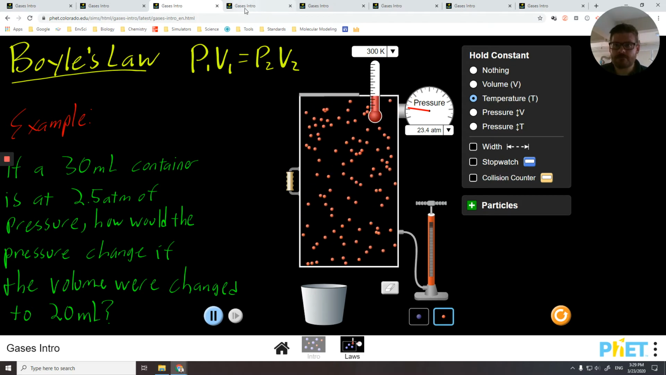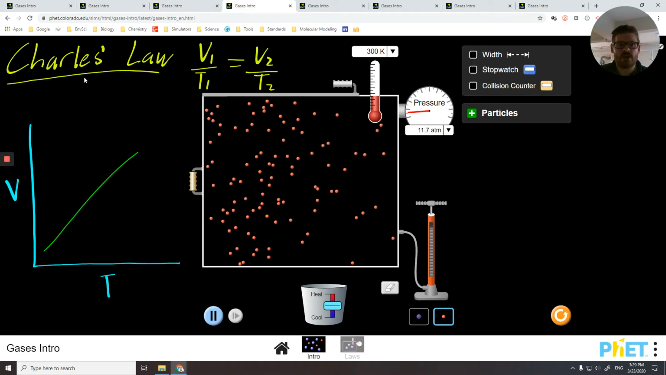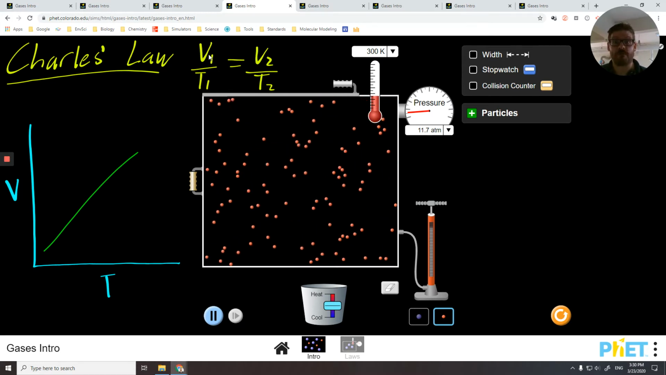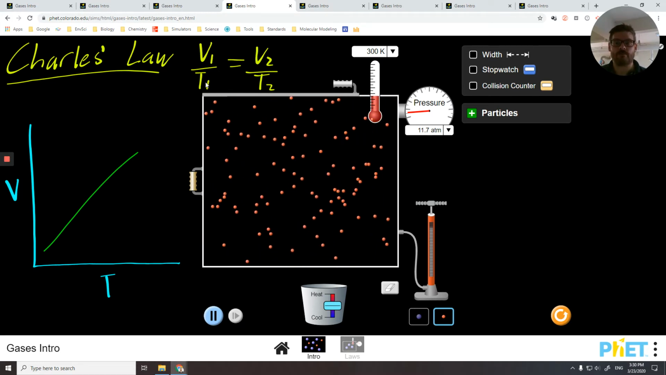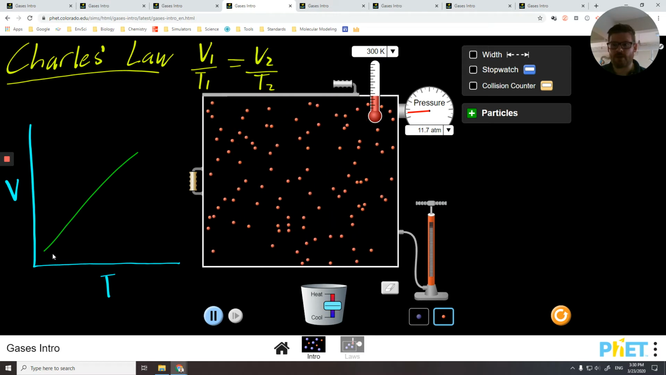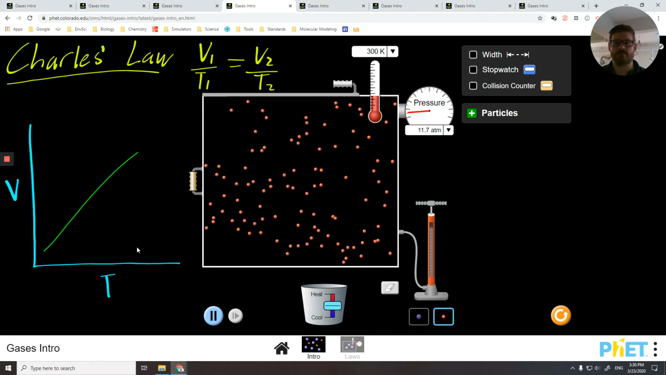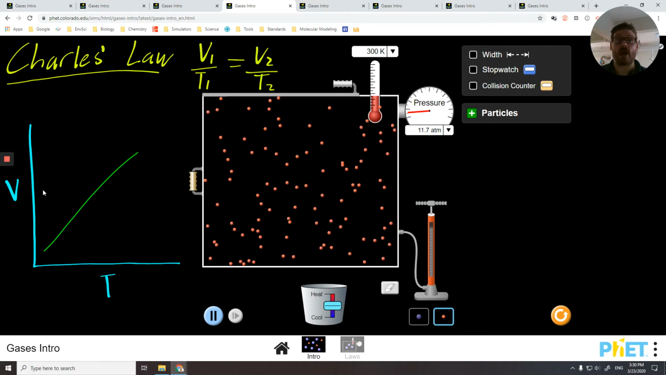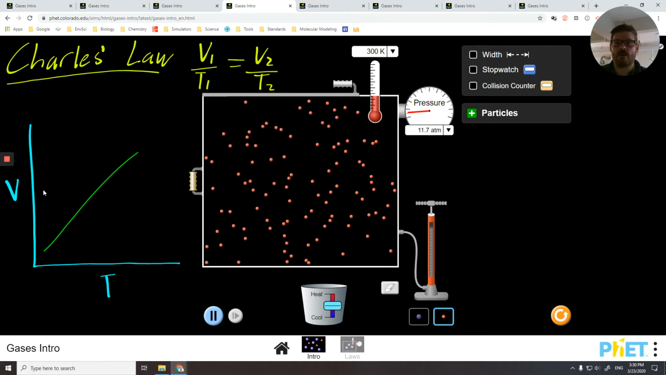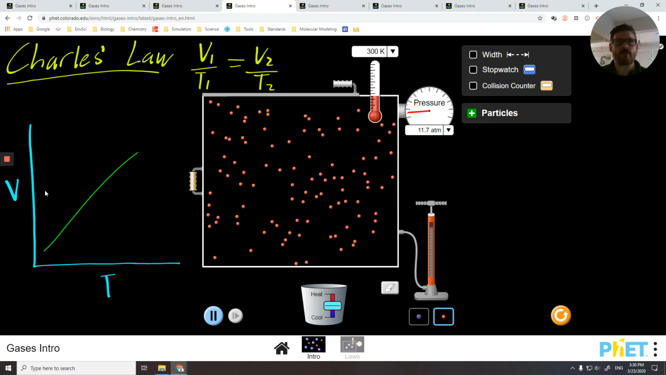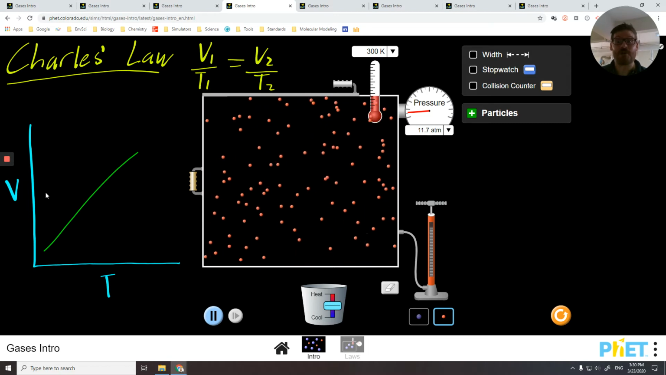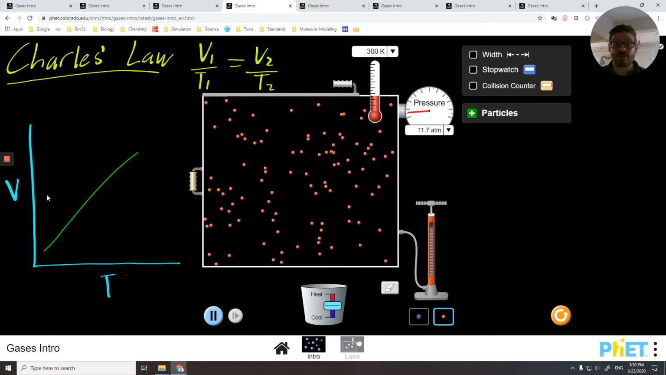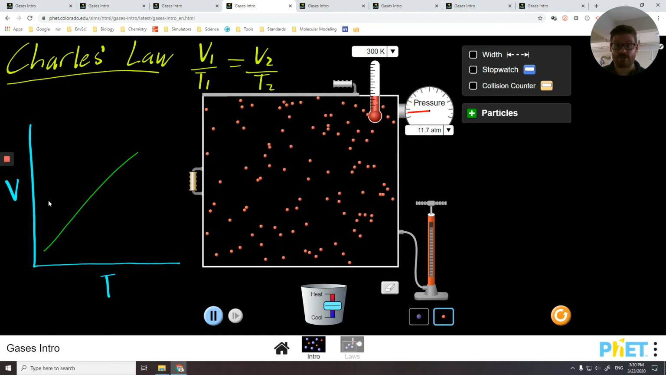Let's move on. The next law is Charles' law. Charles' law shows the relationship between volume and temperature. Notice how the graph is different here and the line goes up. What this means is that volume and temperature have a direct relationship. Meaning, as one goes up, so does the other one. If we increase the volume, the temperature goes up also. If we decrease the temperature, the volume decreases.